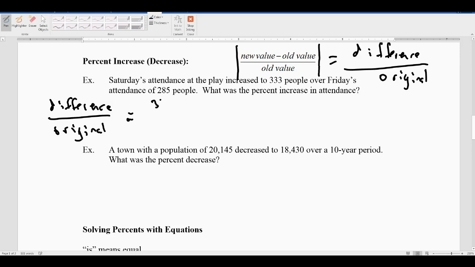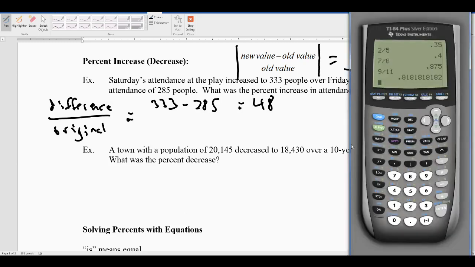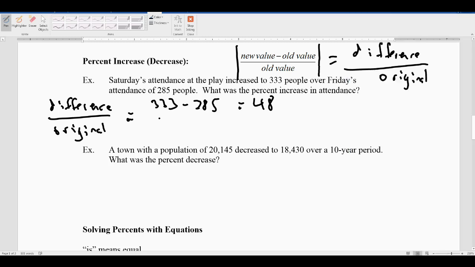So the difference of the two, you just take 333 minus 285. And what do you get? 48. Did y'all get 48? And we can always use a calculator if we want to help us out. Don't worry if you have to use a calculator. Not a big deal. And then we divide by the original amount. Well, Friday comes before Saturday. See that? It goes Friday and then Saturday. So Friday's attendance was 285. That's the original amount. So that's what we're going to divide by then.